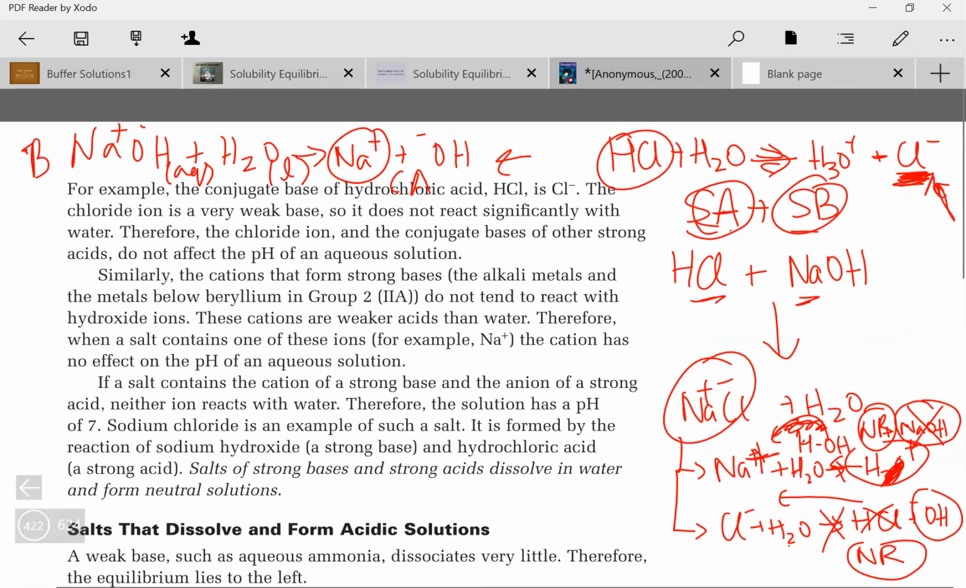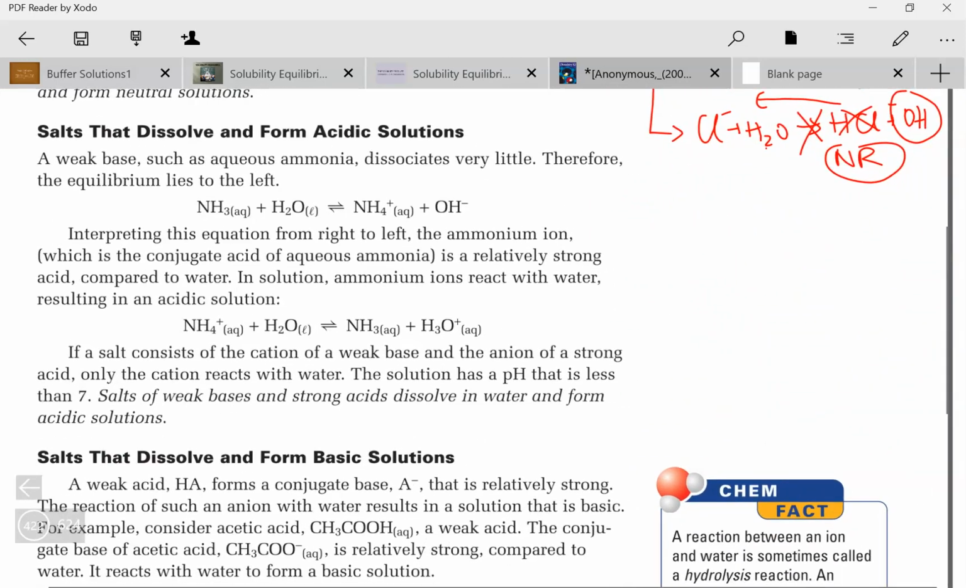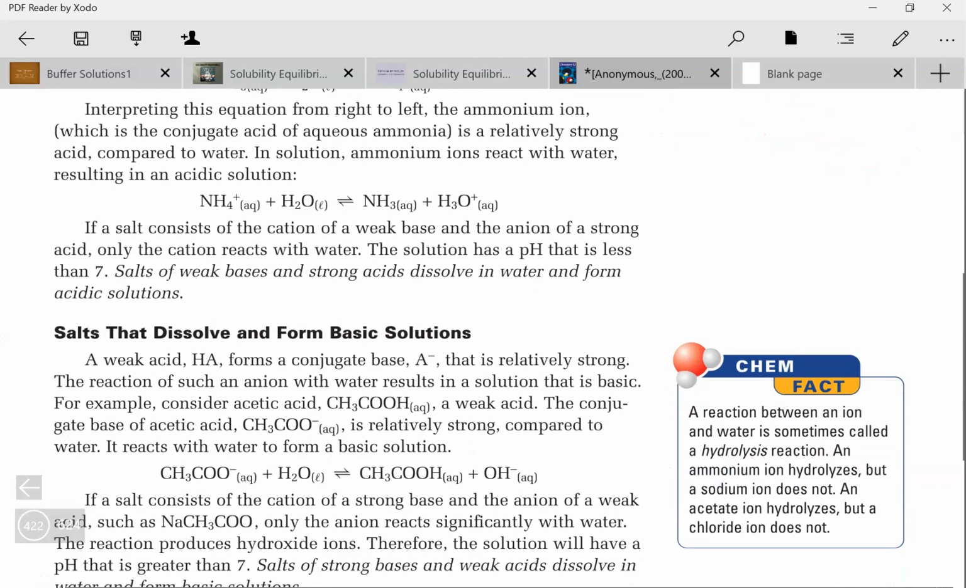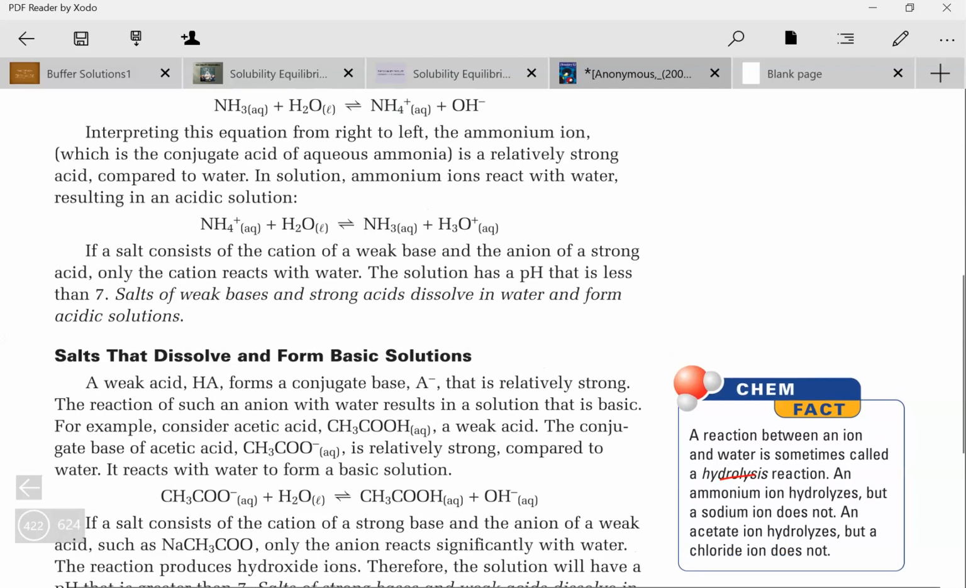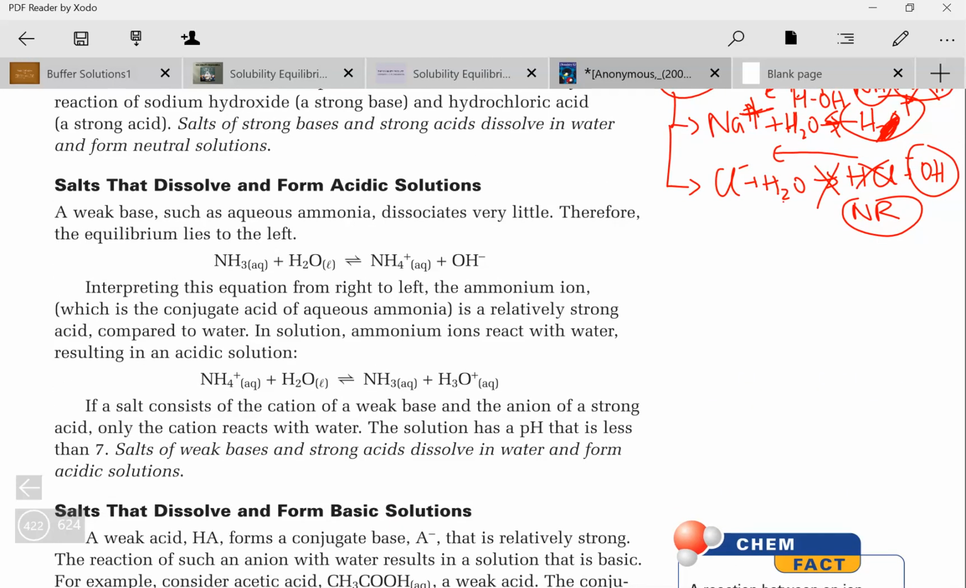Acidic and basic solutions. Here we go. Hydrolysis. Okay. Let's take this example, for example. So here we have, let's do the example where we have a strong acid plus a weak base. So this is, ammonia is a weak base, so we'll use that here.